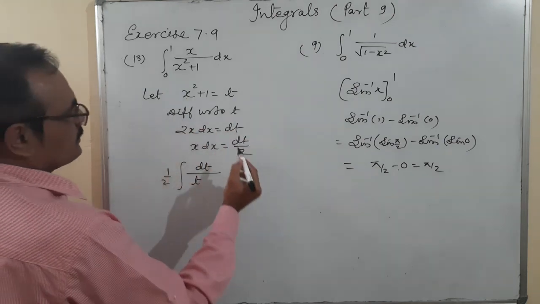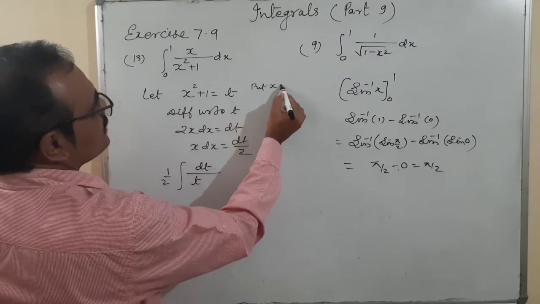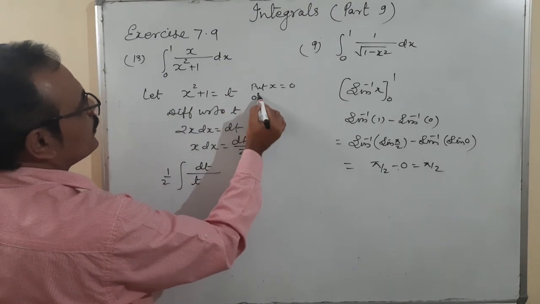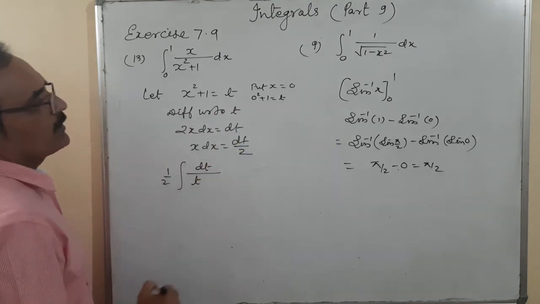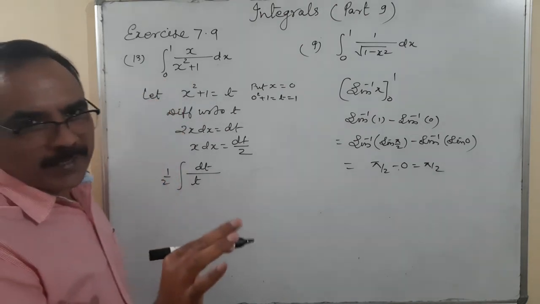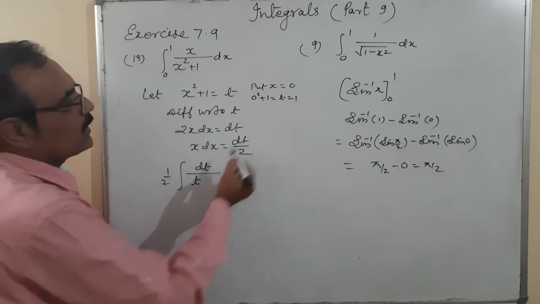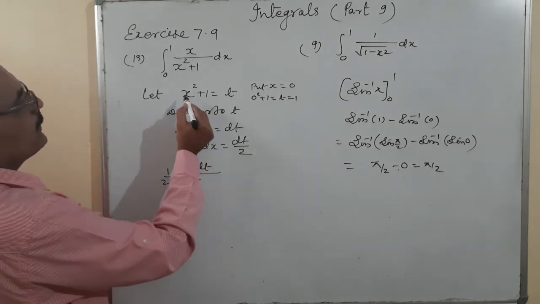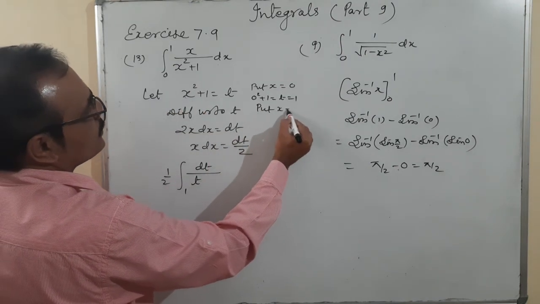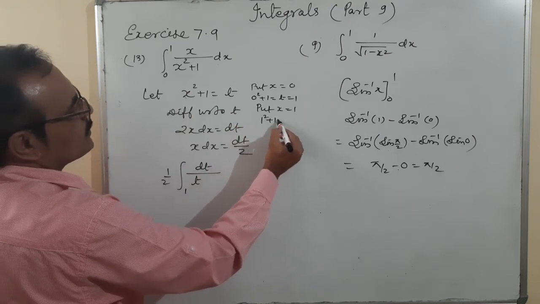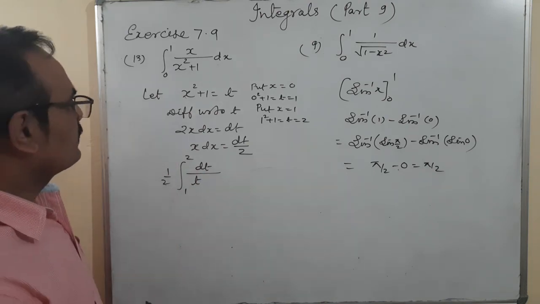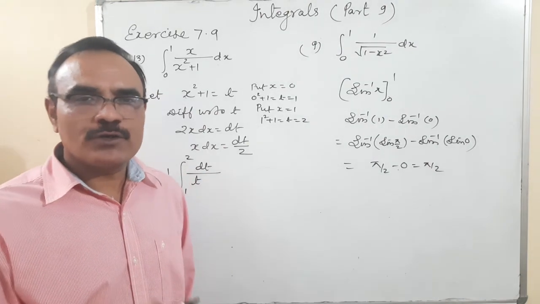In place of x, put x is equal to 0, the lower limit. Then 0 square plus 1 is equal to t, that means t is equal to 1. So in terms of x the lower limit is 0, and in terms of t the lower limit is 1. Now we put in place of x the upper limit, that is 1. So 1 square plus 1 is equal to t, so t is equal to 2. Okay. So we have to change the limit also when we change the function.